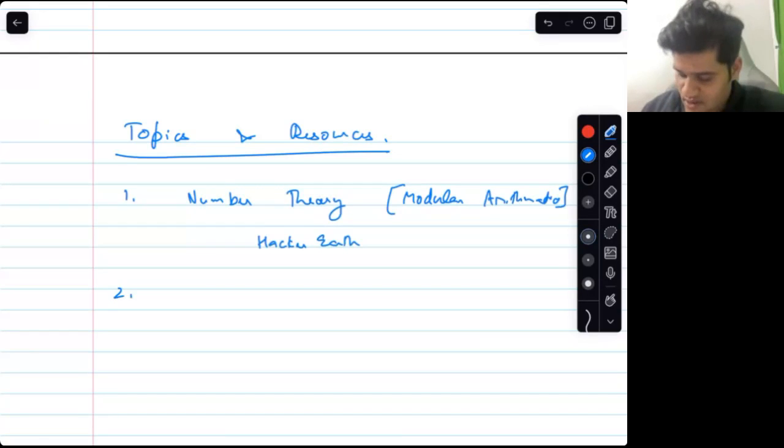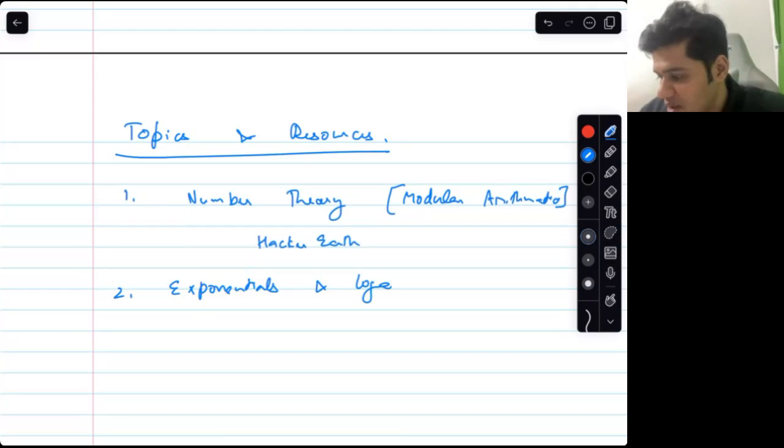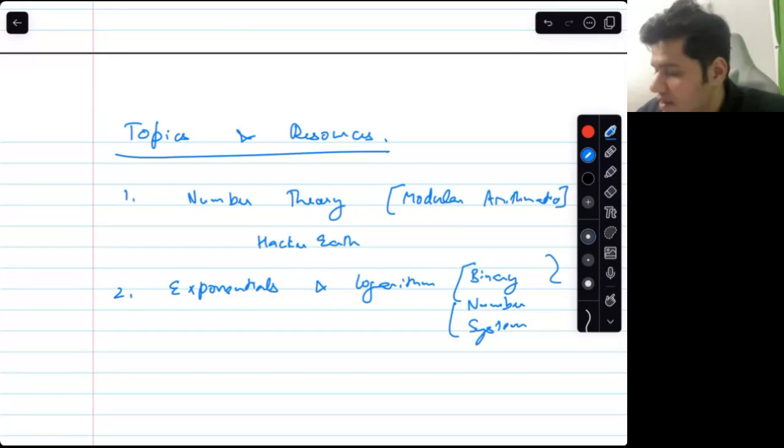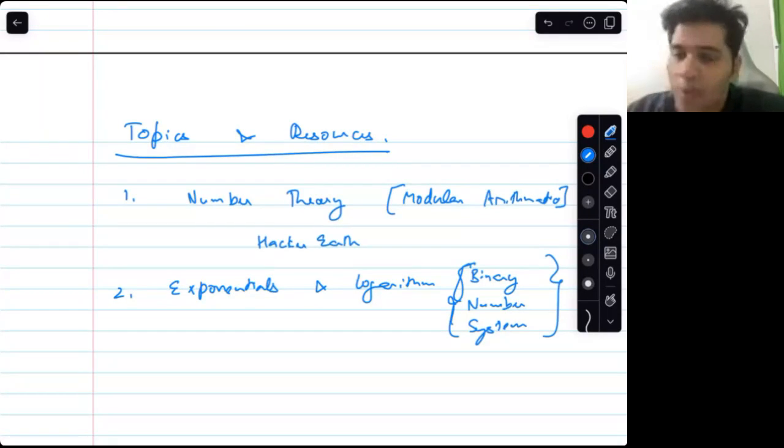The next topic is exponentials and logarithm. Here I would highly recommend you to be thorough with the binary number system. Of course, the binary number system has to be important because in computer science, every data is stored in terms of 0s and 1s, in bits only. So the binary number system is very important.